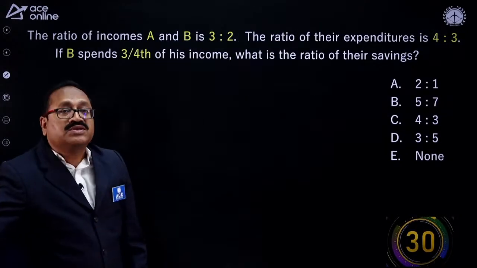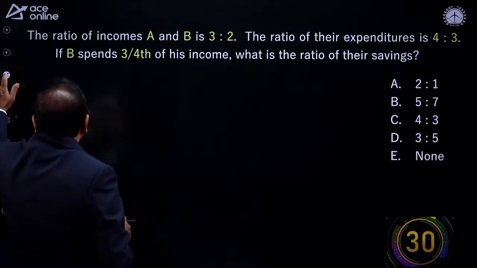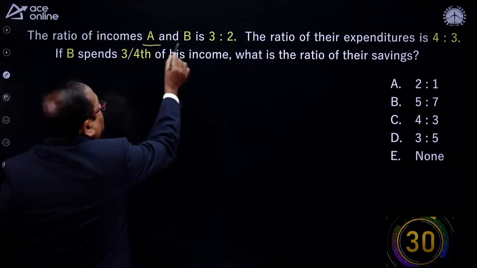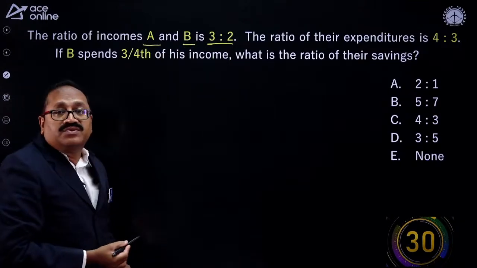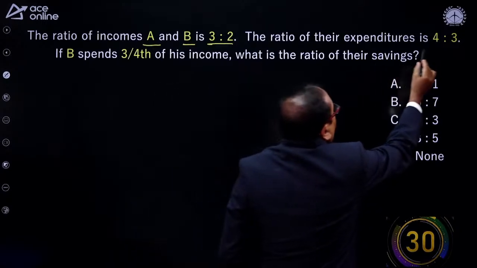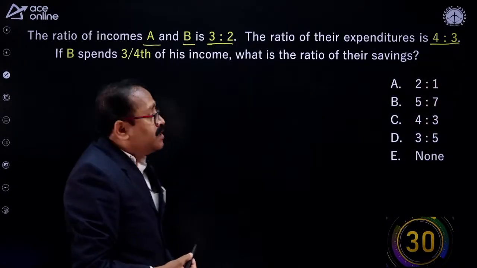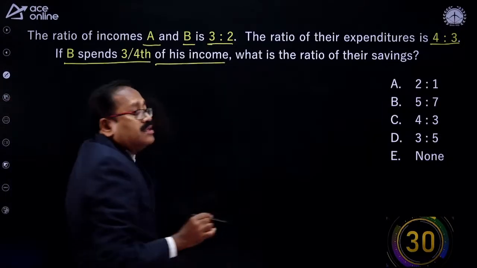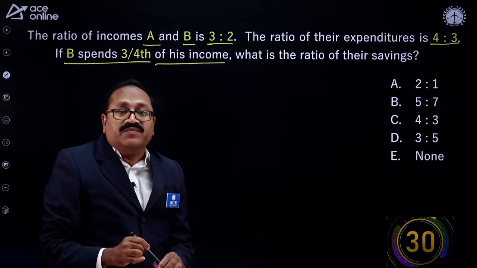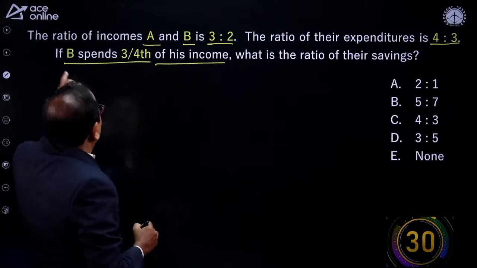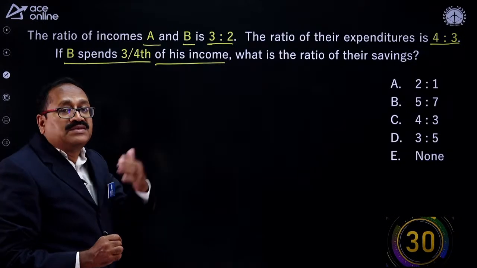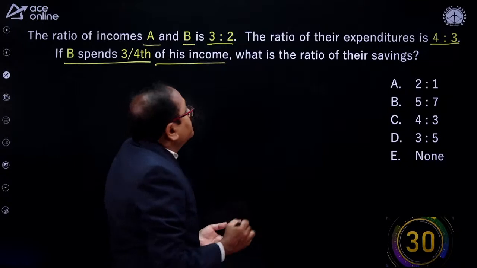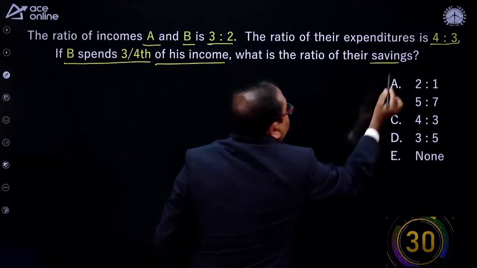Now, coming to this one. What is this question? Let's consider this as your revision if you know already. The income of A and B are in the ratio of 3:2. The ratio of their expenditure is 4:3. B spends 3/4 of his income. That's a very important question for the exam point of view at prelim level. So B spends 3/4 of the income, that means he saves 1/4 of the income. So what is the ratio of their saving?